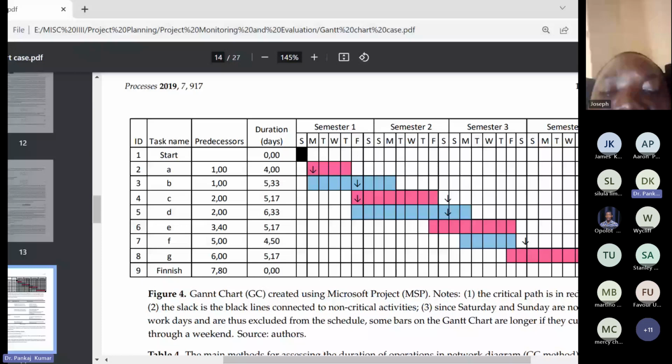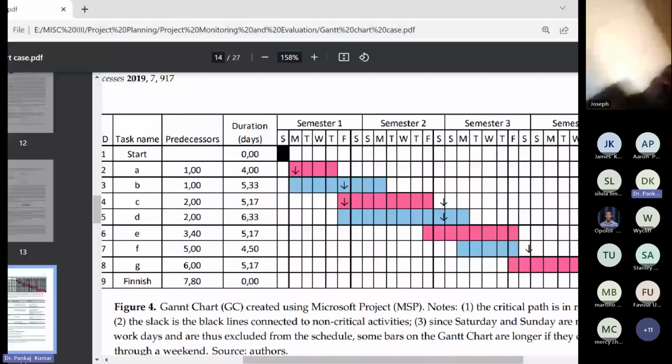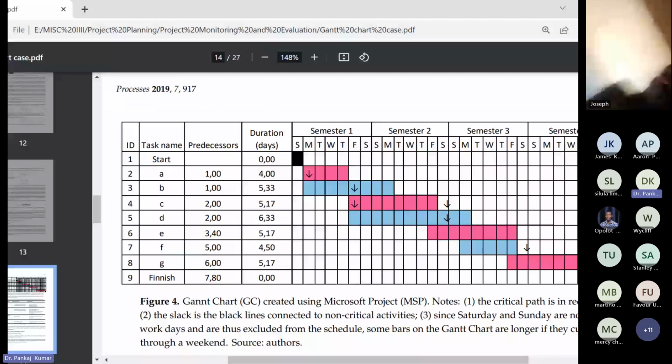Now we will see here how the Gantt chart is created using Microsoft Project, and how the critical path is in red and the slack is in black, connected to non-critical activities. So first of all, we will discuss slack in the critical path method, which has been shown in the black box. Is it visible? Black color. Okay, so we will first try to understand what slack is.